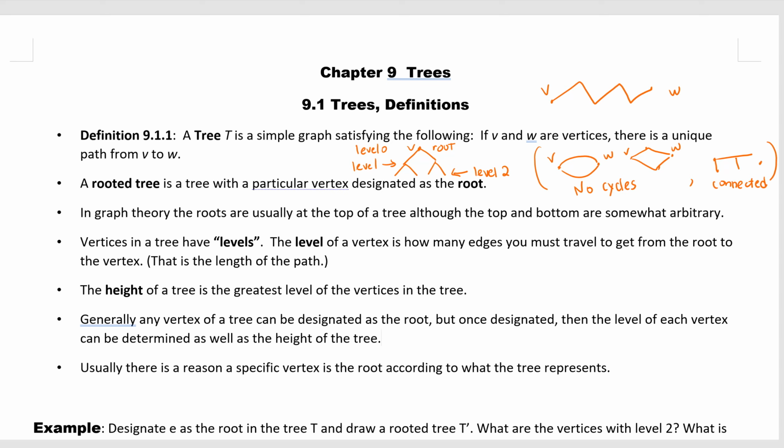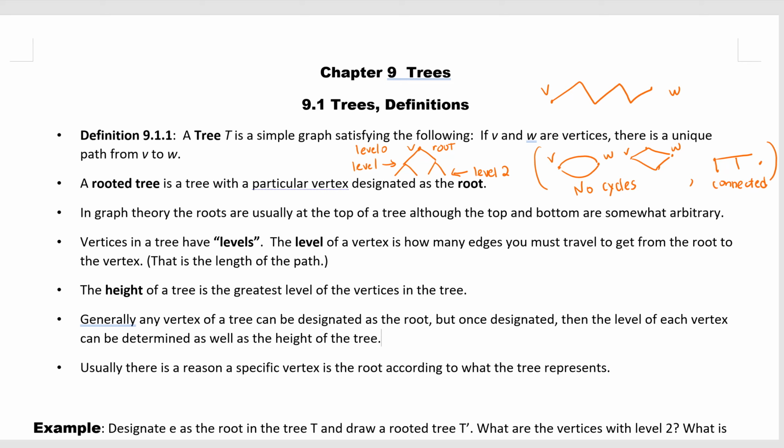Next, the height of a tree is the greatest level of the vertices in the tree. Like in this picture, the greatest level is 2, so the height is 2. So far, so good?